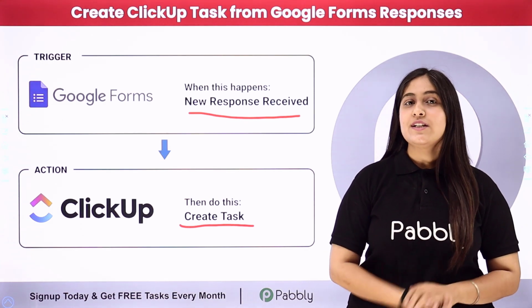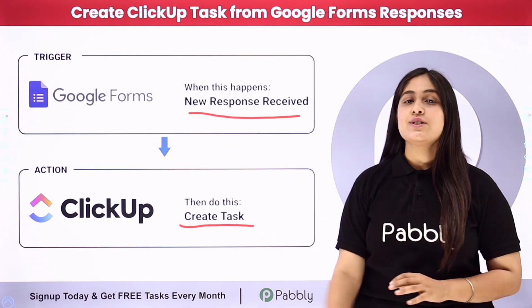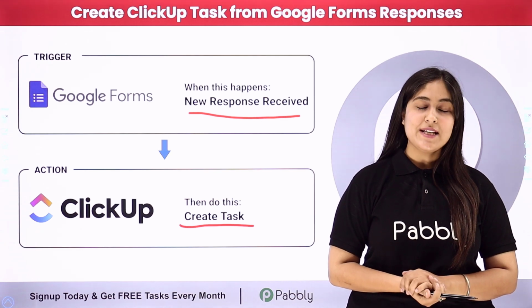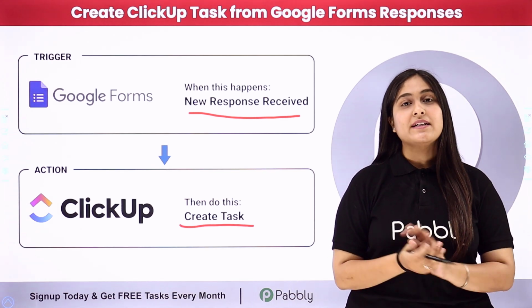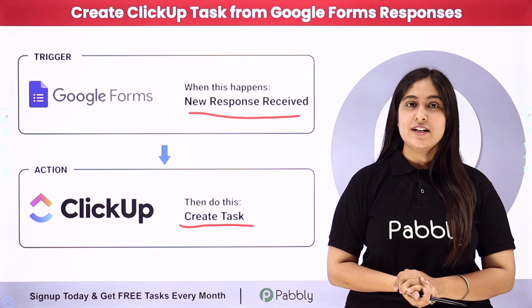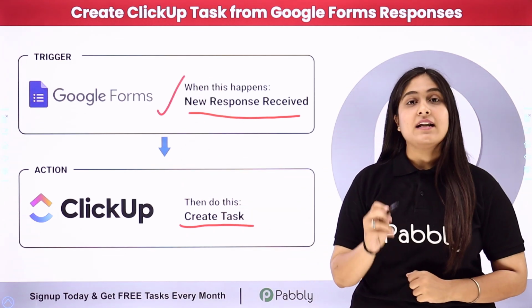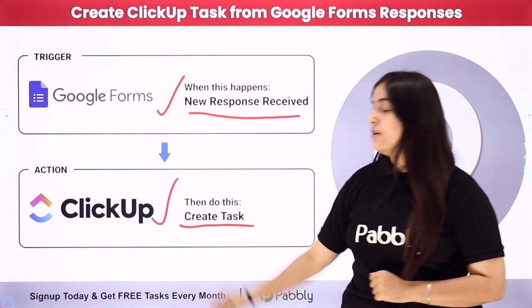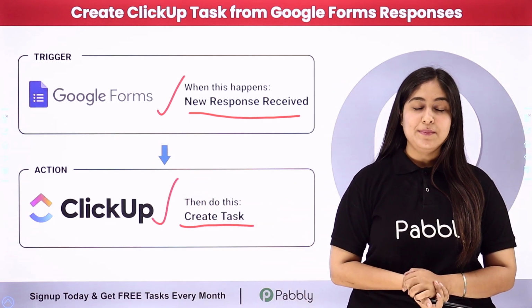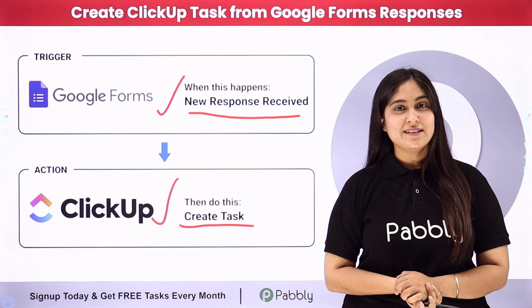So here to build this connection, I need to connect these applications using an automation software named as Pabbly Connect. So here Pabbly Connect works on two principles, that are trigger and action. So here our trigger application will be Google Forms and our action application will be ClickUp. So to learn this process step by step, let me take you to my screen.